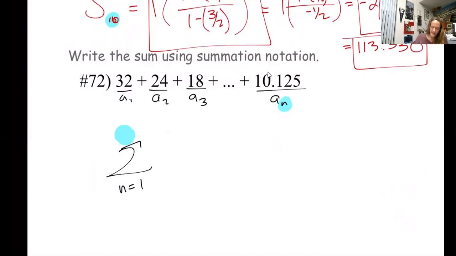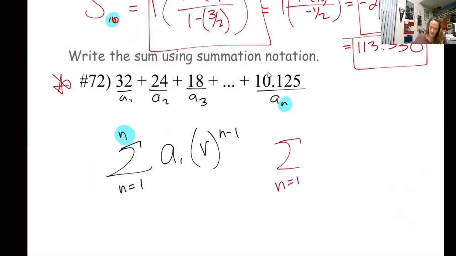What do we know? From the formula, if you need to, look in your notes or scroll back in the video. We have this summation. One way of writing it is with a sub 1. We need that n eventually. We'll get back to him in a second. A sub 1 times r to the n minus 1. So what we need to do is look at what we have right here and say, okay, a sub 1, I have n equals 1. Always start at the beginning. I have my first term being 32. Let's throw him in. And then I have common ratio.